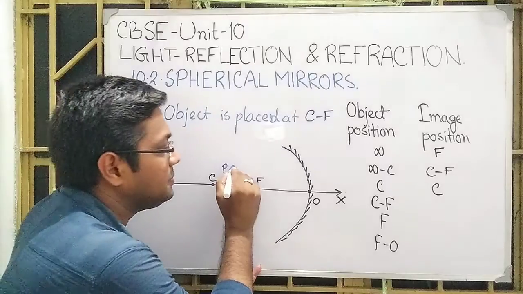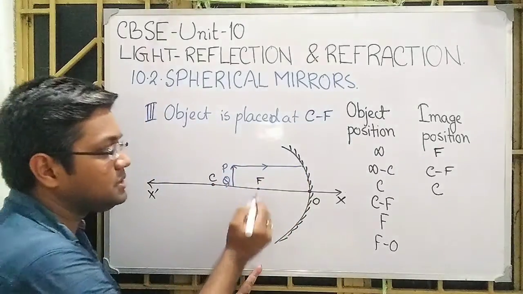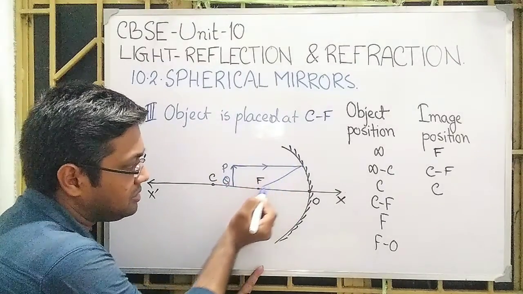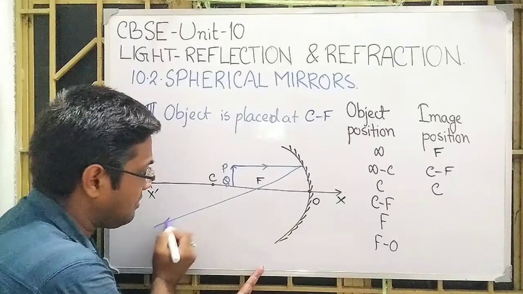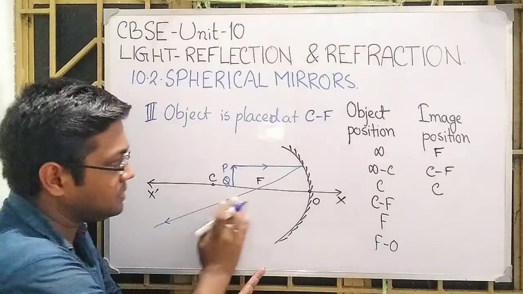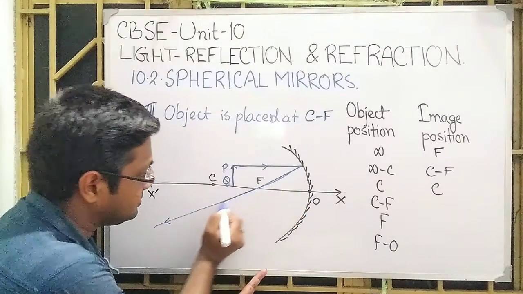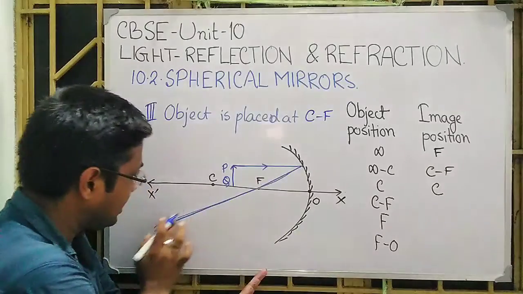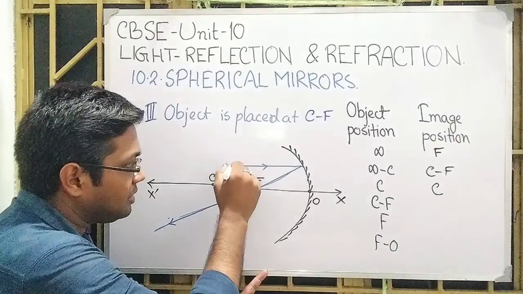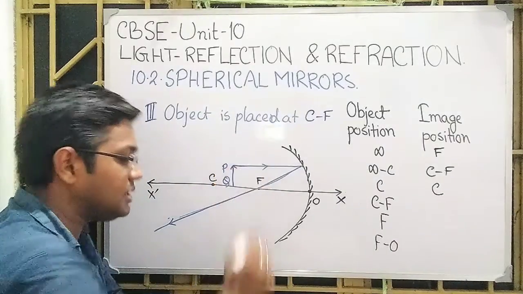So the light ray parallel to that of the principal axis, after reflection passing through the focus. Okay, after reflection it passes through the focus. Another light ray, okay, another light ray incident normally on the mirror.